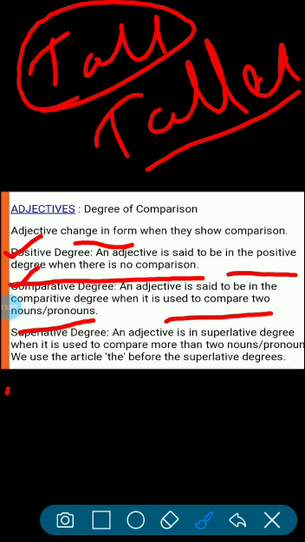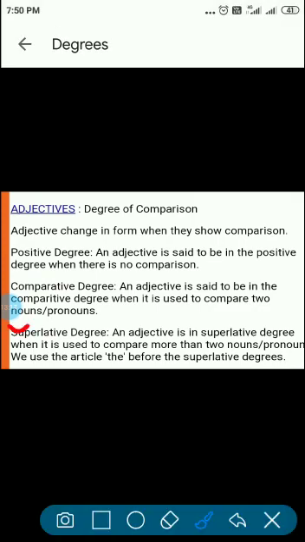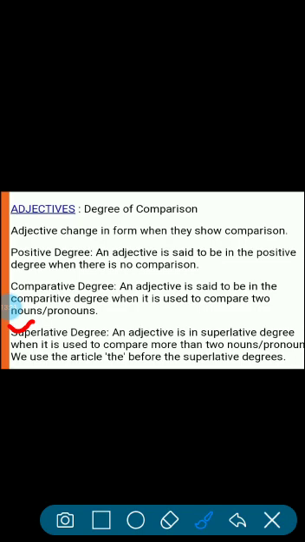All right. And here is the last one, the last term. The third is superlative degree. What is a superlative degree? An adjective is in superlative degree when it is used to compare more than two nouns or pronouns. Okay, so there is a form of the same word that is used to compare more than two nouns or pronouns. And the important thing here is we use article the when we use superlative degree.